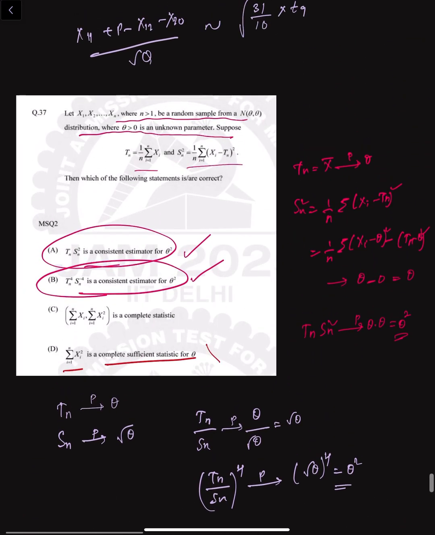So therefore option D is false, and option C is also false. The correct answer would be A and B.